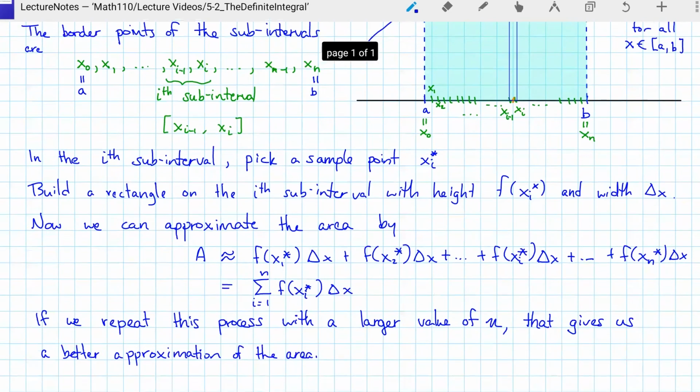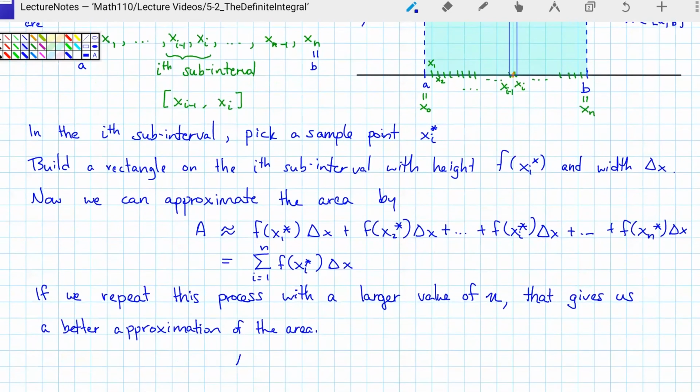And then we say that the area is actually equal to the limit of this whole process as n goes to infinity. And it's going to be like this: the sum as i equals 1 to n of f of xi star times delta x, provided the limit exists. We always have to put that caveat whenever we define something to be a limit.